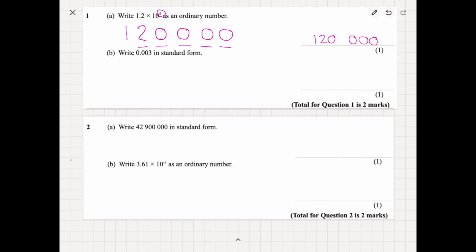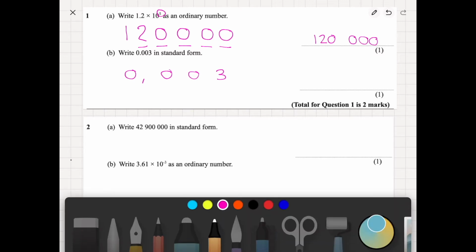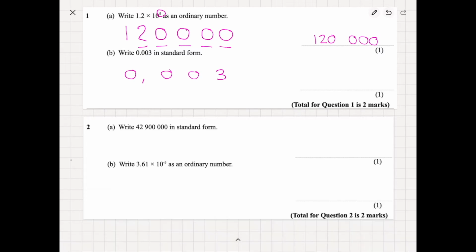So 0.003 in standard form. With this one, what we're going to do is I'm going to write the question out again. I'm going to write that value out, 0.003. Now what you'll notice is there is already a place to indicate where the decimal is, the decimal point or comma. Now what we're going to do is we're going to move that comma across to somewhere where it's going to make it between a value of 1 and 10.